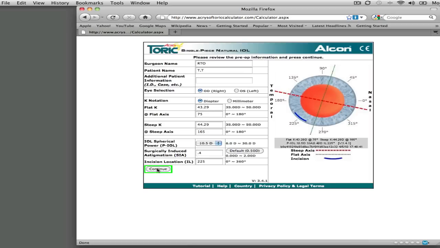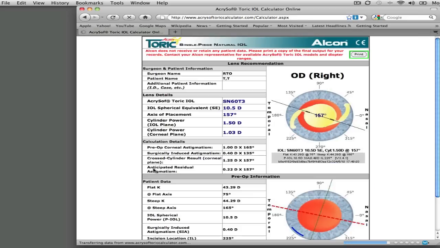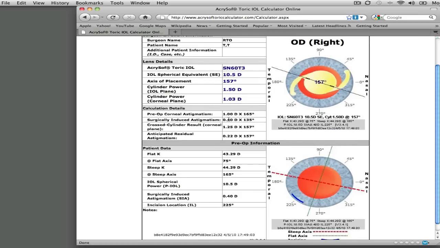This gives the preliminary data. You could check it at this point and correct anything. If you miss something, you can always go back up by using the return arrow on the browser. The legend is here showing the steep axis, flat axis, and your surgical incision. Click on continue. Here, our preoperative astigmatism was 1 diopter at 165 degrees. The vector adjusted astigmatism is 1.25 diopters at 157 degrees. So this is a significant amount of astigmatism.